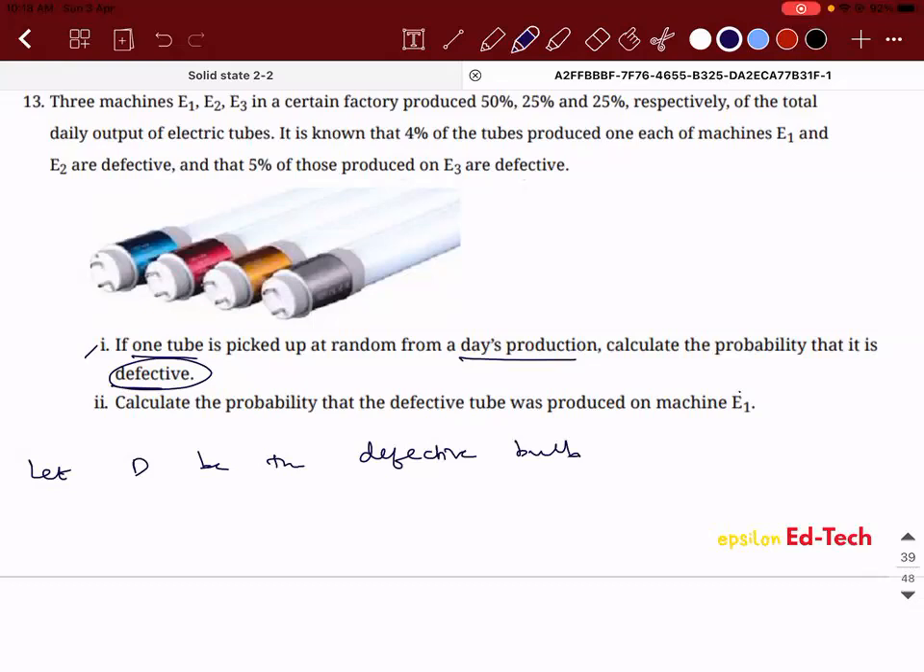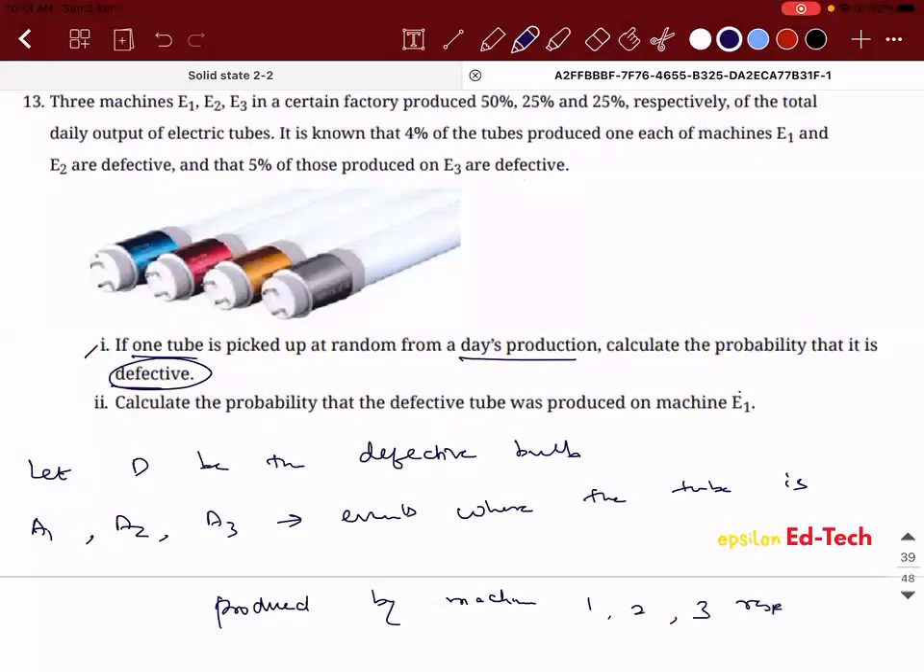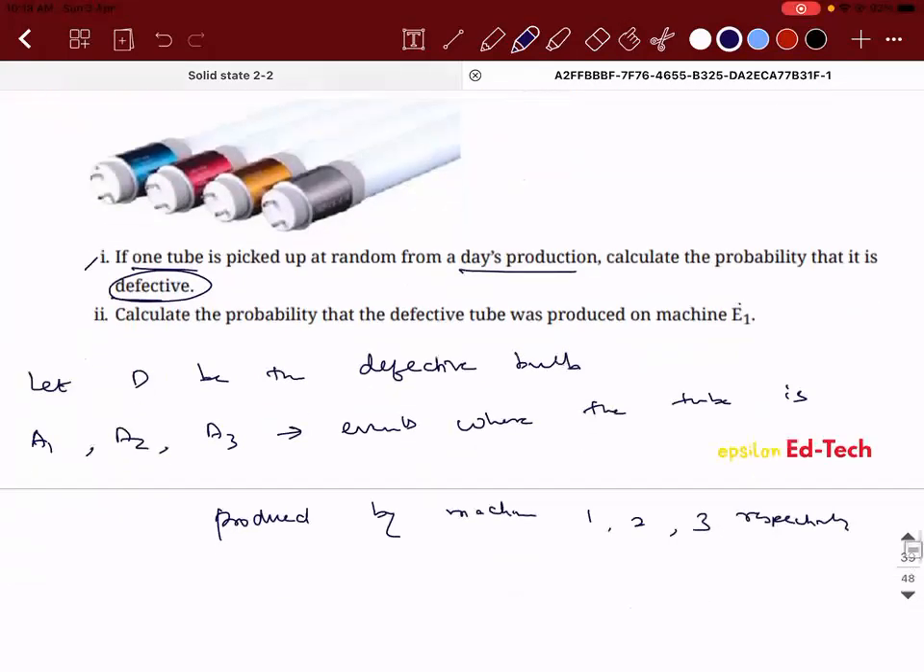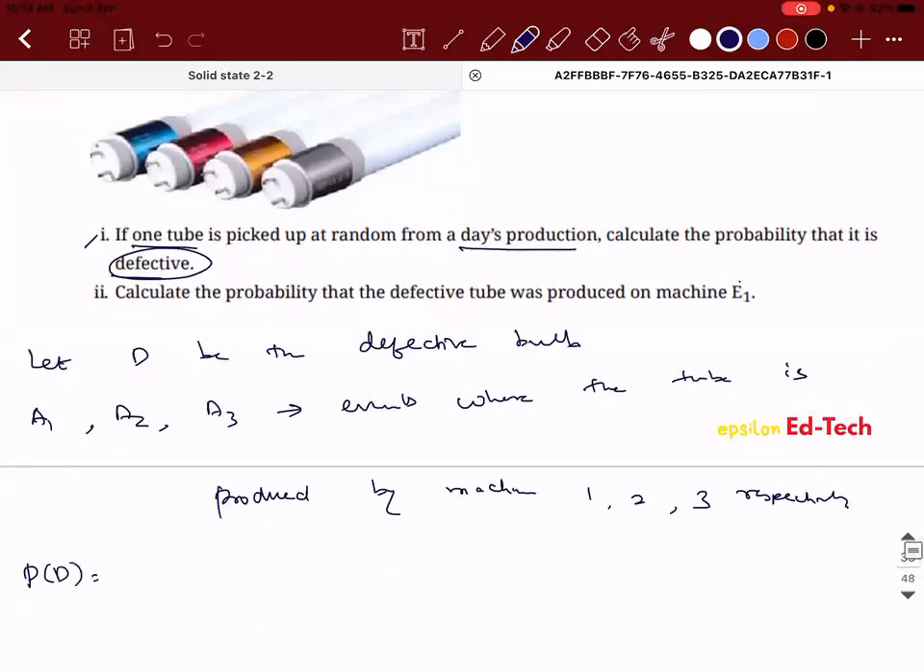Okay, then A1, A2, A3, B, the events where the tube is produced, by machine 1, 2, and 3 respectively. So what is the probability of a defective bulb?